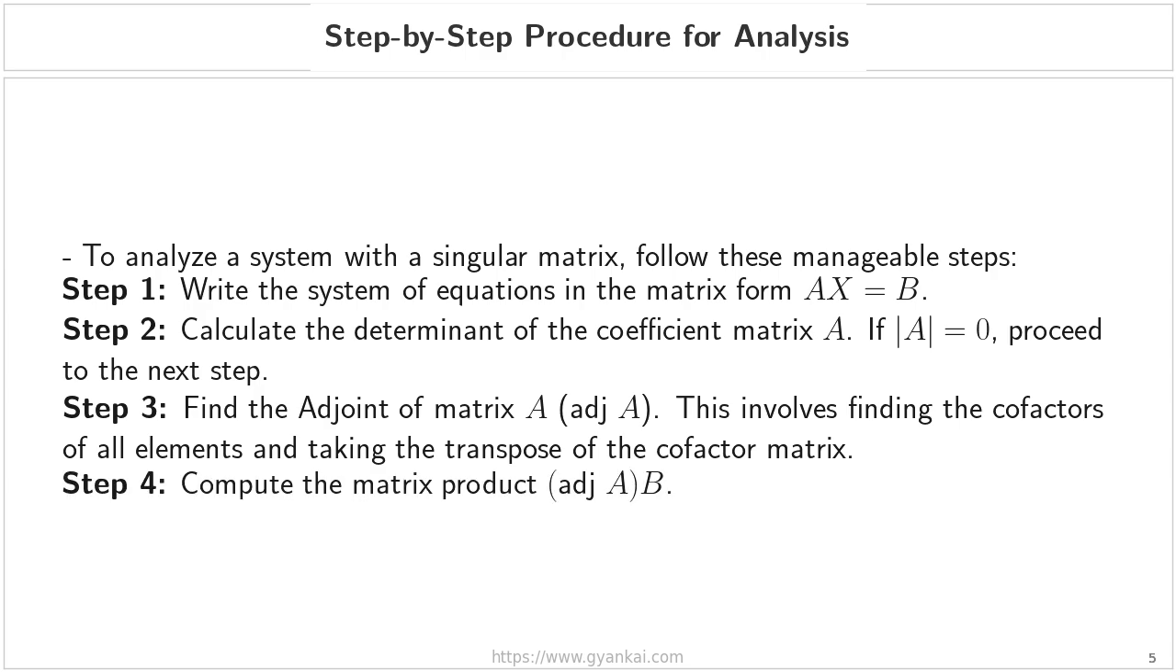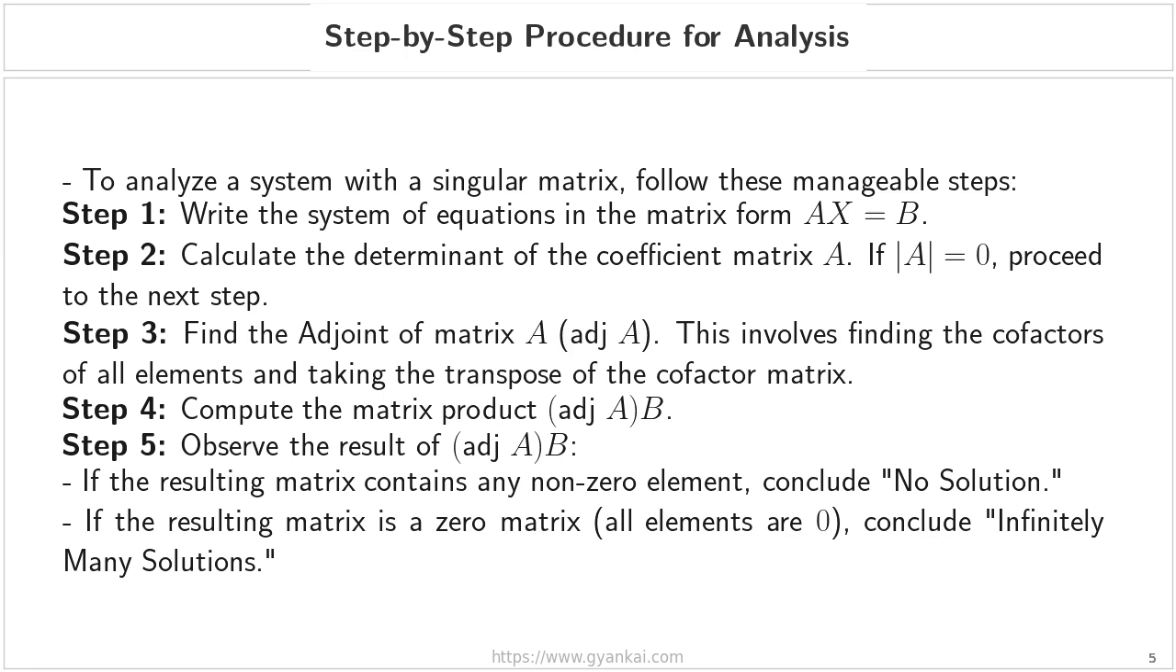Step 4. Once you have your adjoint matrix, your next move is to compute the matrix product of the adjoint of A and the constant matrix B. We represent this as adj A times B. Step 5. Finally, you simply observe the result of that product, adj A times B, to reach your conclusion.